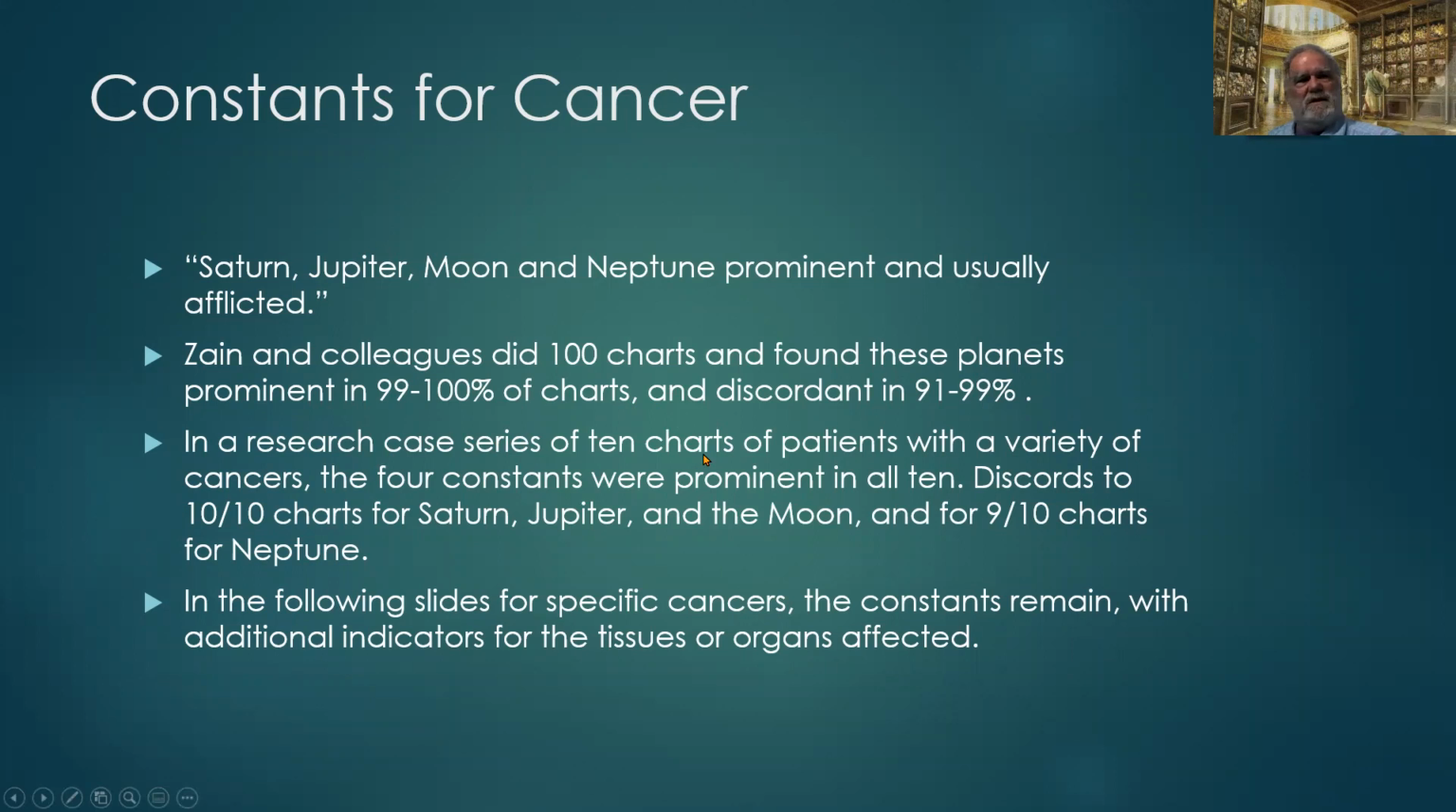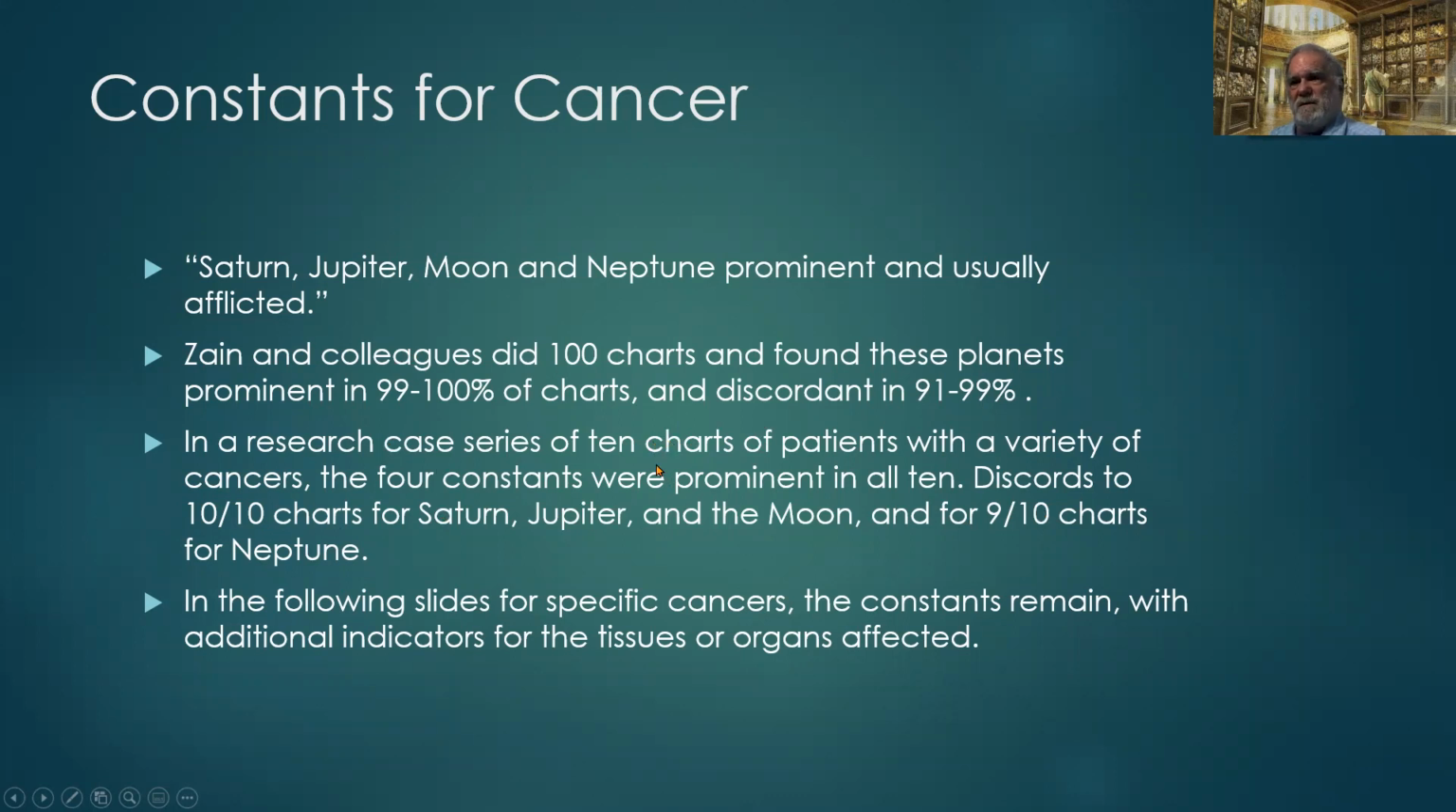Here's mixed cancers 10. Let's see if Saturn, Jupiter, Moon, and Neptune are prominent and usually afflicted. And what I found was 10 of 10 charts. Saturn, Jupiter, and the Moon were prominent in all of them, and discords for 10 of 10 Saturn, Jupiter, and the Moon, and 9 out of 10 charts for Neptune. And this little sample here of modern charts, nothing to do with the original 100 that they were doing there, found exactly the same pattern in those 10 charts.